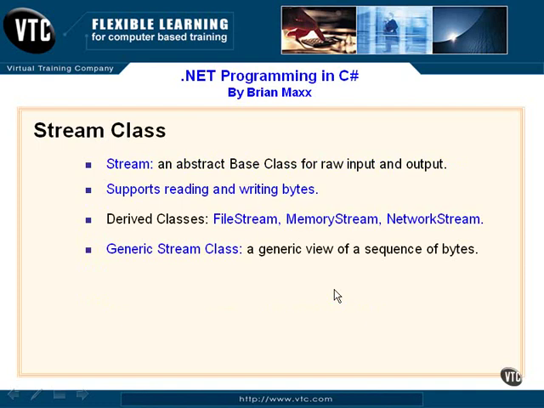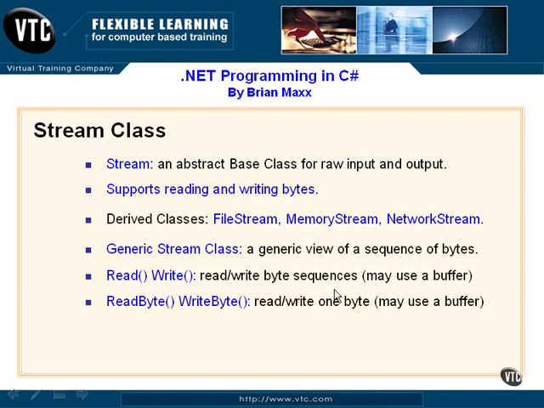Now, this generic stream class, this is a generic view of a sequence of bytes. Important to stick that in there. A generic view of a sequence of bytes. Okay, so you can read and write byte sequences using these read and write methods. This can use a buffer, or it could be unbuffered. You can read and write one byte at a time using read byte or write byte, and again, this can be unbuffered or buffered depending on what you need. Flush is going to send pending outputs to the device. This is just going to flush everything out.